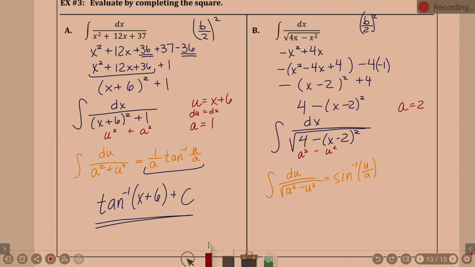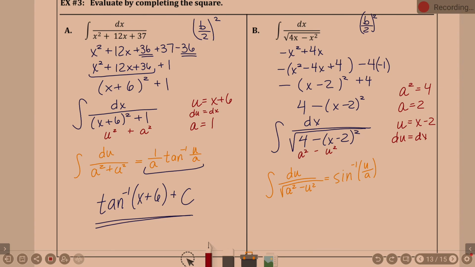For obvious reasons, because A squared is 4. I think Jacob was really confused why I kept telling him no. And then u is going to be x minus 2. This minus right here is a good thing, isn't it? Because the format of sine inverse is a minus right there. Notice, do we have any chain rule we have to worry about? No. The derivative of x minus 2 is just 1. No chain rule to worry about.